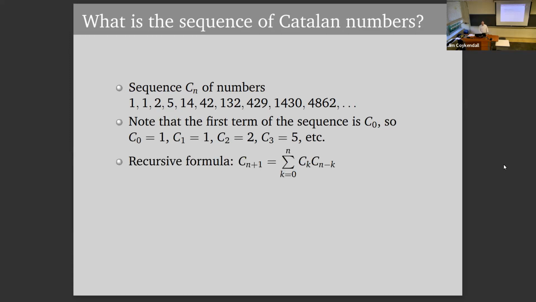There's a recursive formula for these. C_{n+1} is the sum of this convolution here. For example, this 42 here is 1 times 14 plus 1 times 5 plus 2 times 2 plus 5 times 1 plus 14 times 1. So this is C0 through C4.